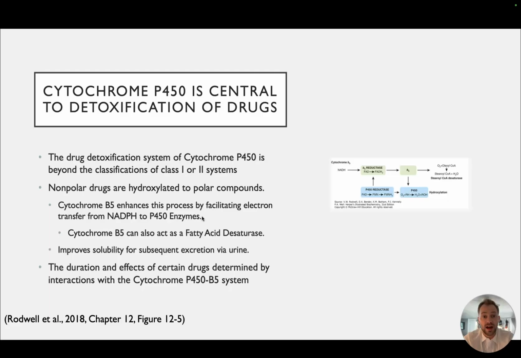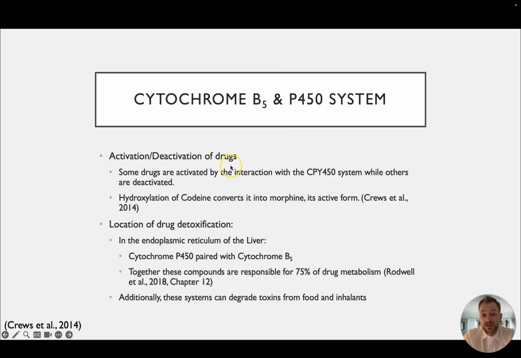Next, I'd like to talk about cytochrome P450, which is central in the detoxification of drugs. The cytochrome P450 is actually outside of class 1 and class 2 systems, the B5 system, and it improves the solubility of certain drugs, allowing us to excrete them in urine. And this allows it to dictate the duration of effects of many different drugs. There's also an interesting interaction in drugs like codeine, in which the hydroxylation by cytochrome B5 and P450 actually activates the drugs, and this is the case for codeine.